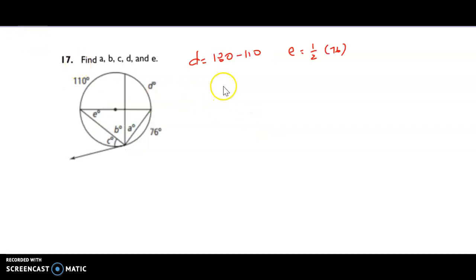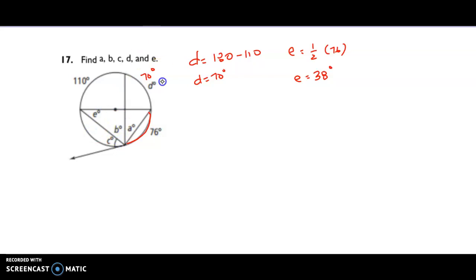For number 17, I also started this one. D, I started over here. Again, it's a semicircle because it runs through the center. You know that's the diameter, so D is going to be 180 minus 110. So D is going to be 70 degrees. E, this inscribed angle here, and here's the intercepted arc at 76. So E is half of 76, so that's going to be 38 degrees.